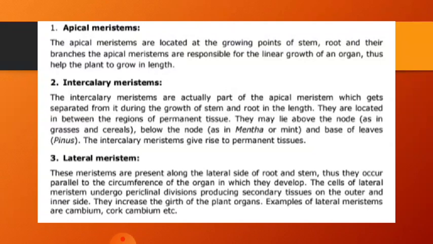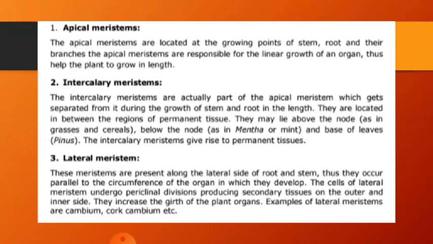These intercalary meristems are derived from apical meristems, but they are separated from them by formation of permanent tissue in between. The meristems help in elongation of organs. They also allow the fallen stem of cereals to become erect.